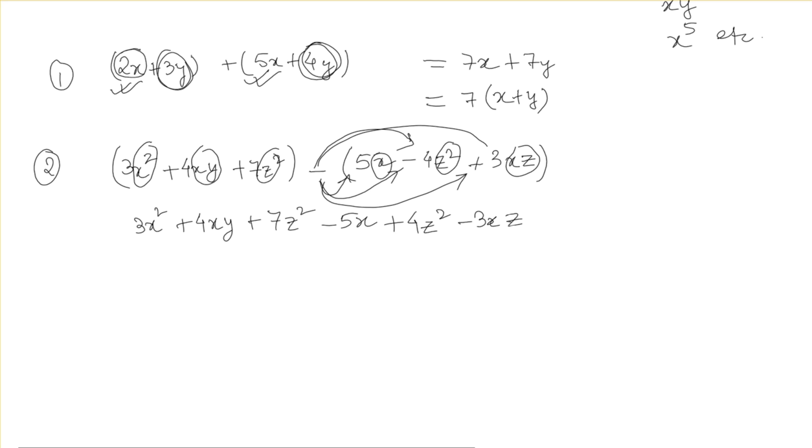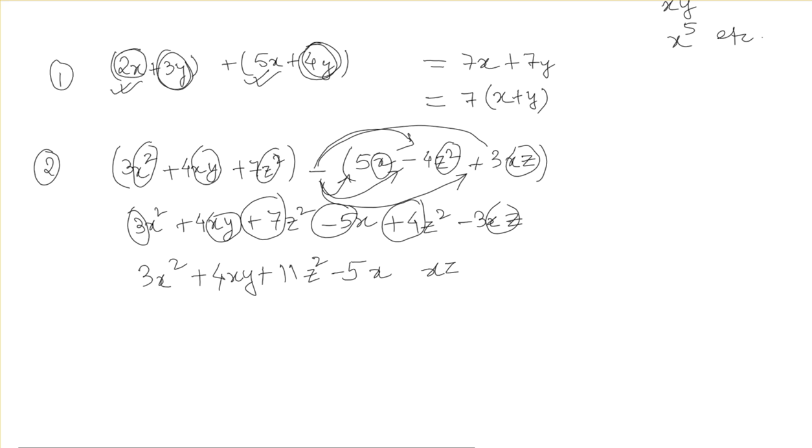Now, first is x square, and only this term is here, so it will remain 3x square. Now xy, same happens to this also, 4xy. Now z square, it is plus 7 plus 4, that is plus 11. Now x, only minus 5. Now xz, only minus 3. This is our final answer. Okay, so this is how we add and subtract algebraic expressions.